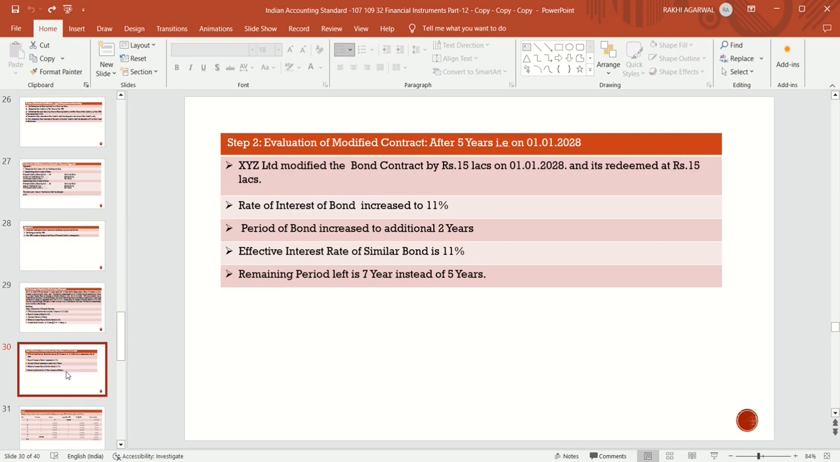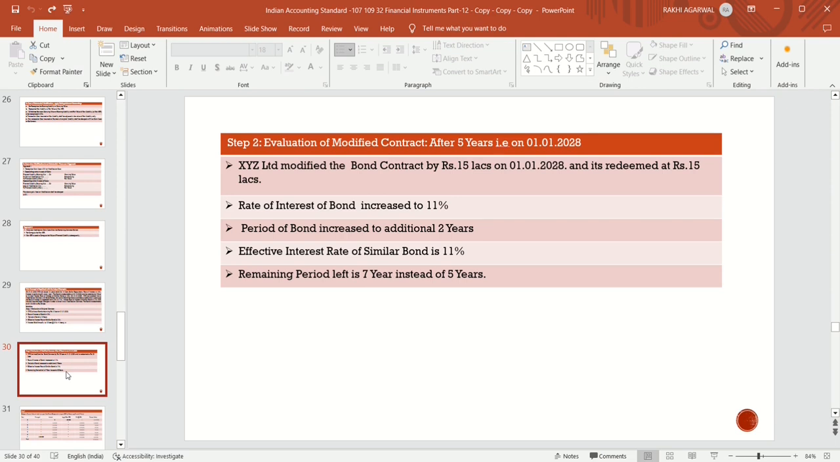Now step 2, evaluation of the modified contract. That is, after 5 years, on 1st January 2028, XYZ Limited modified the bond contract, and it is redeemed at rupees 15 lakhs. Rate of interest of the bond increased to 11%. Period of the bond increased by 2 years. Effective interest rate of a similar bond is 11%.